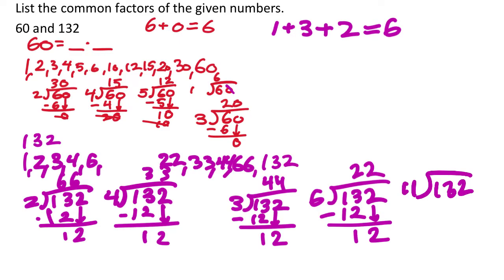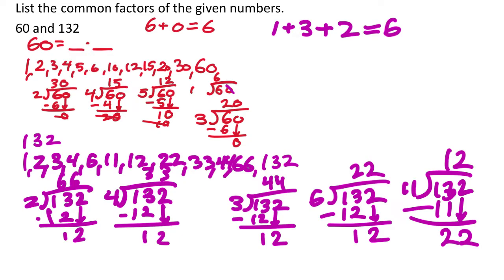11 won't go into 1, but it will go into 13 once. 1 times 11 is 11. Yeah, that's a 13, by the way. Sorry about my handwriting. There's a 2. Drop this other 2. 11 will go into 22 2 times. So that would be the next factor, 11 and 12. There we go. Now, it feels like I missed something on this one.